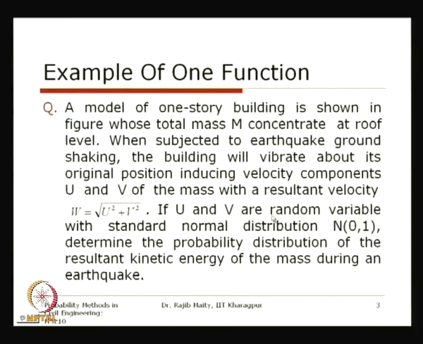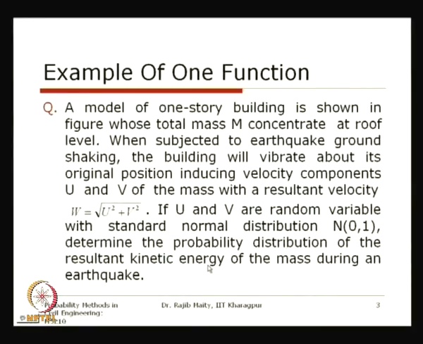Now, if u and v are random variables with a standard normal distribution, that is, a normal distribution with mean 0 and standard deviation 1, we know how this distribution function looks. Both u and v follow the standard normal distribution. What we have to determine is the probability distribution of the resultant kinetic energy.